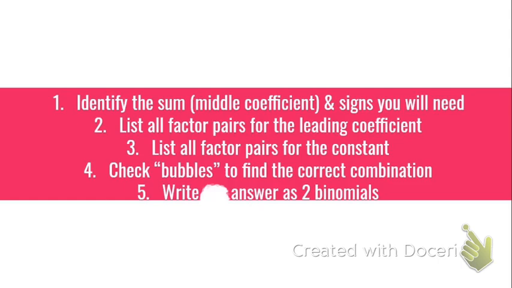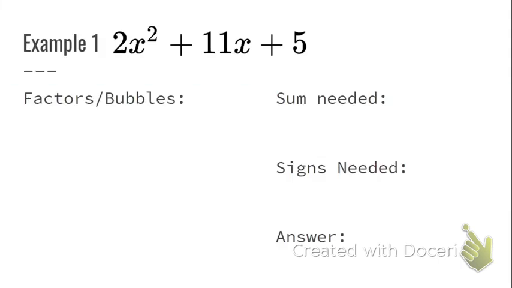All right. Let's give it a try. All right, so on example 1, 2x squared plus 11x plus 5. So let's start over here with the sum that we need. So what should we be trying to add up to? That comes from that middle coefficient. So we're trying to find a sum of 11.